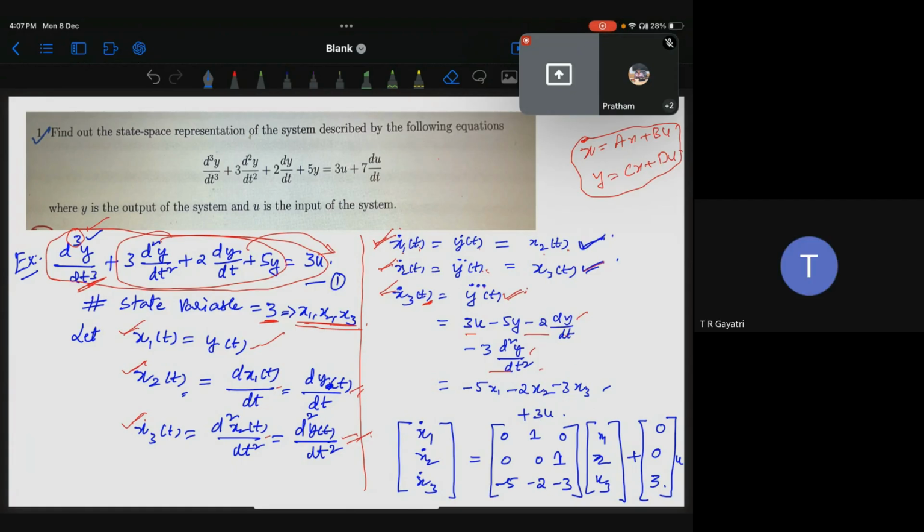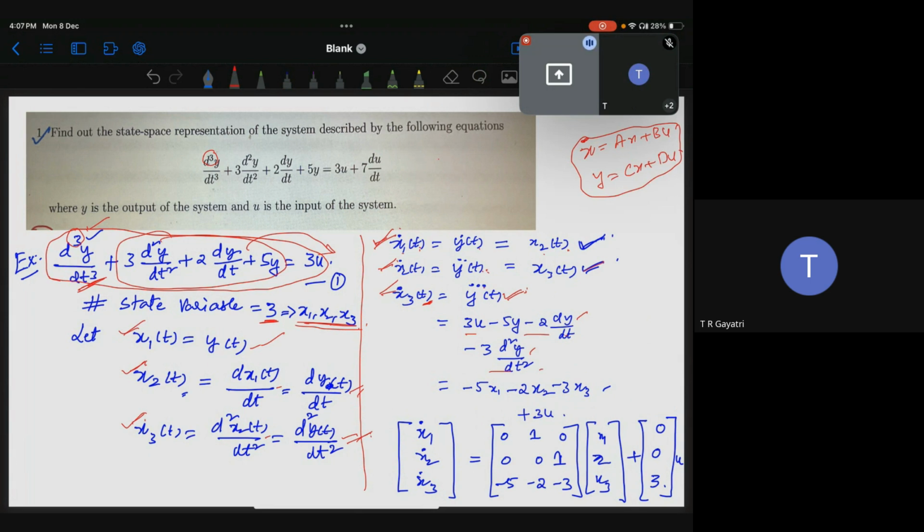Will we get one more state, sir? No, no, the states are the same. The number of states is always equivalent to the order of the differential equation, the highest order. I am not changing that. It will be 3 only.